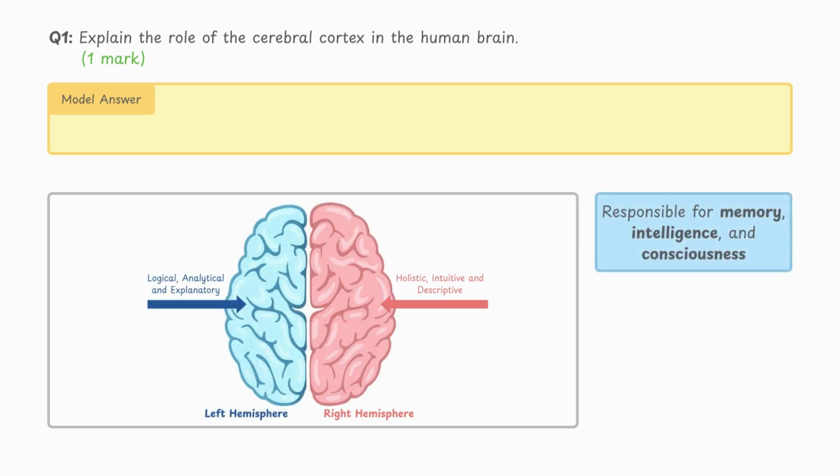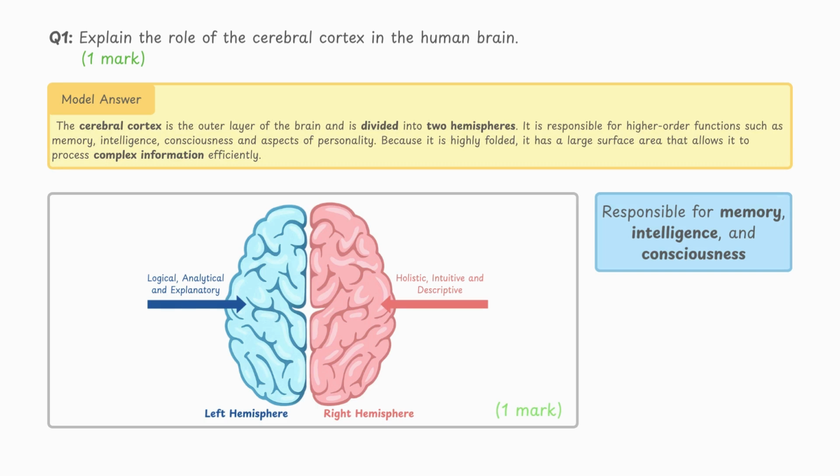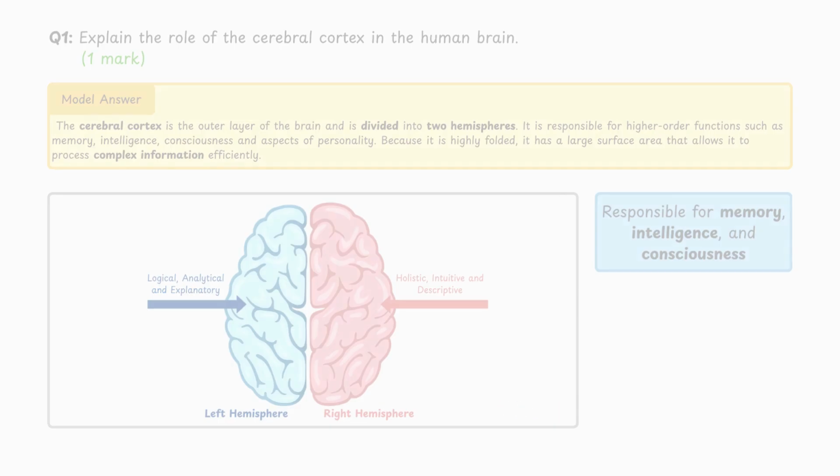The cerebral cortex is the outer layer of the brain and is divided into two hemispheres. It is responsible for higher-order functions such as memory, intelligence, consciousness, and aspects of personality. Because it is highly folded, it has a large surface area that allows it to process complex information efficiently.